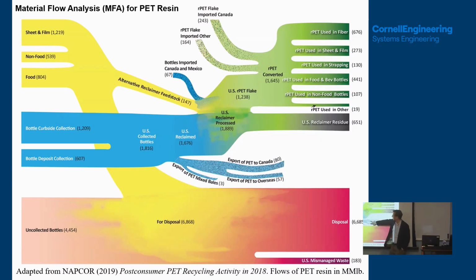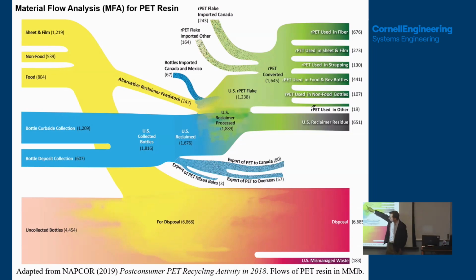Some gets exported, but it gets mixed here with some of this yellow. So there's sheet and film. These are essentially thermoforms, like the clamshell type stuff that you might see in a grocery store. Some of this material comes in and gets mixed in, inside the bale, like when you have the PET bales of bottles. There's going to be some of that material in there, and so it's just going to end up included in this reclaimed material.